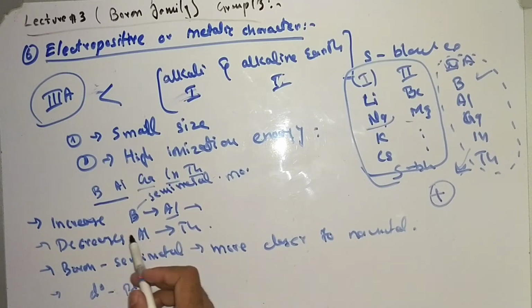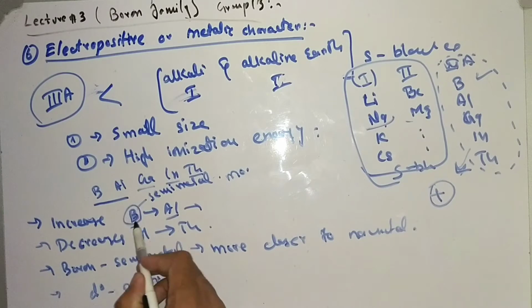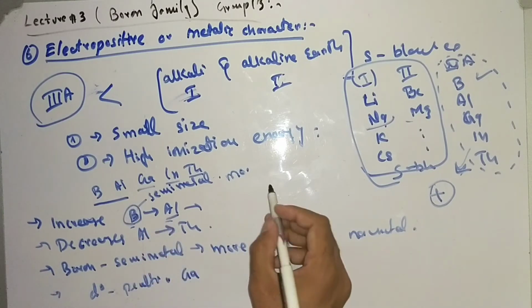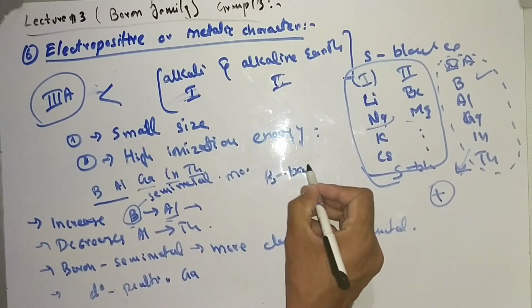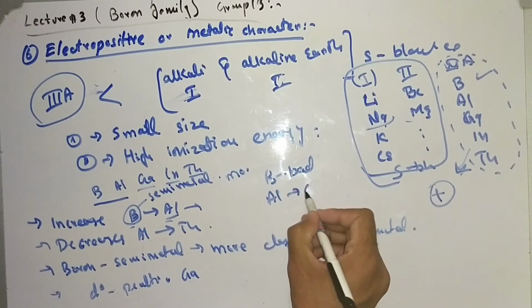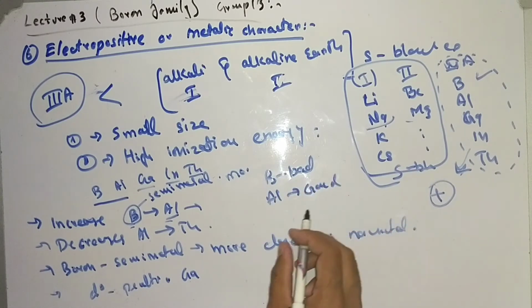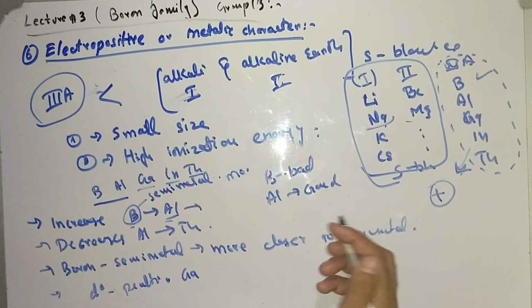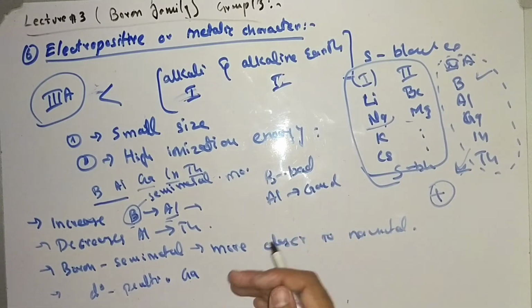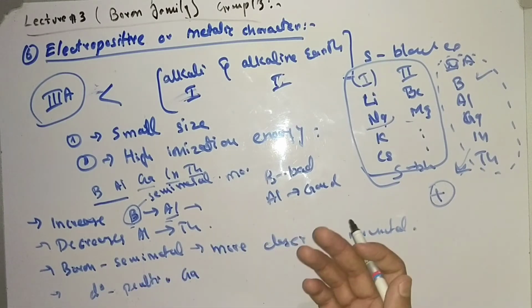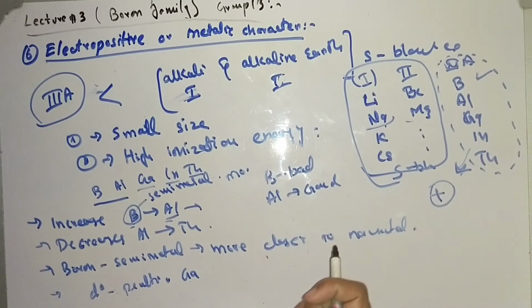Boron is a bad conductor, while aluminum is a good conductor of electricity. In the boron family, boron is a bad conductor, aluminum is a good conductor of heat, while gallium, indium, and thallium also conduct electricity, but compared to aluminum they are not very good conductors. I hope the points on electropositive or metallic character are clear.